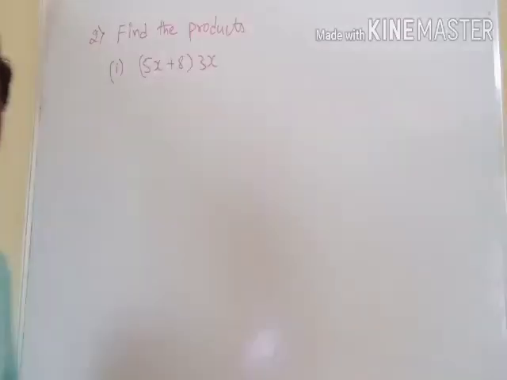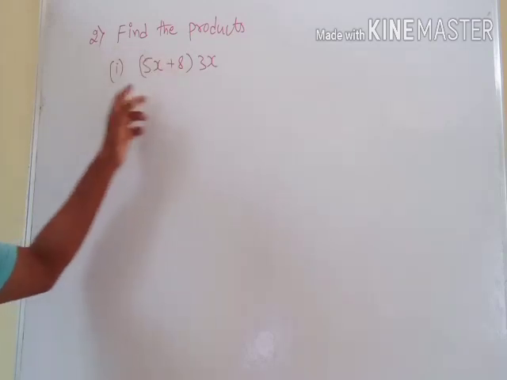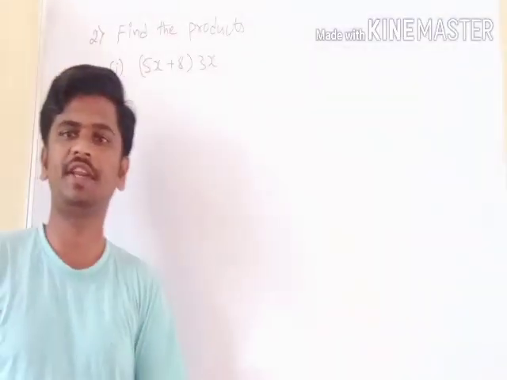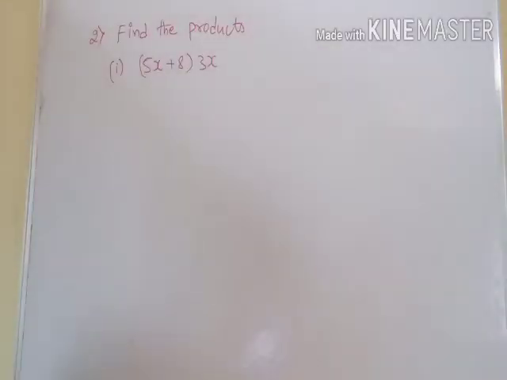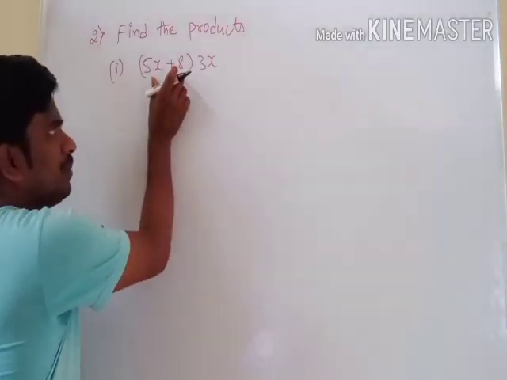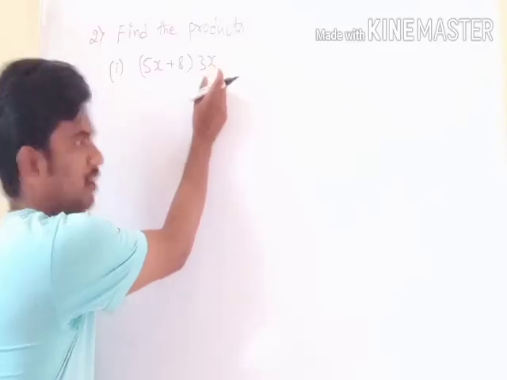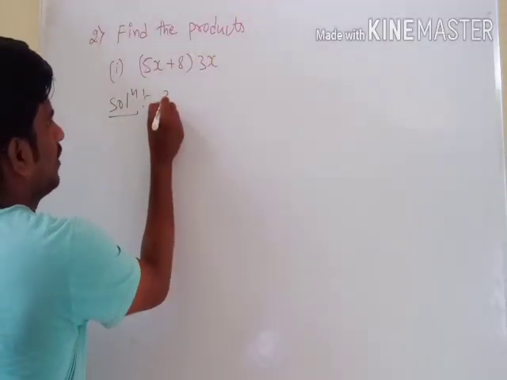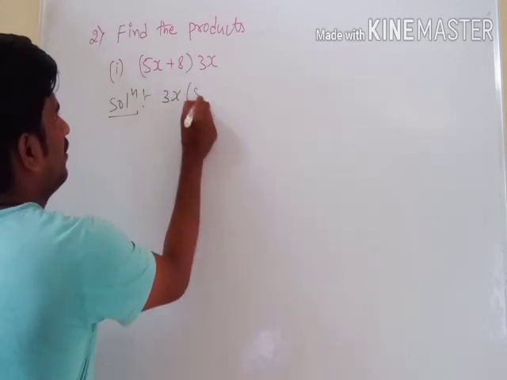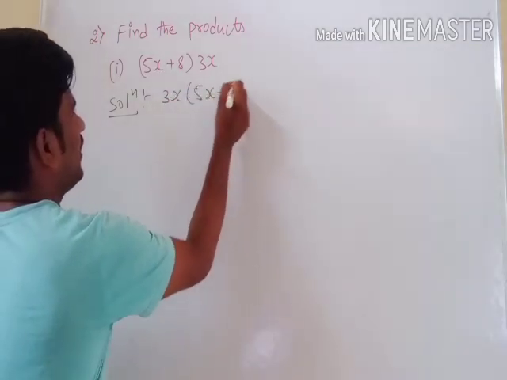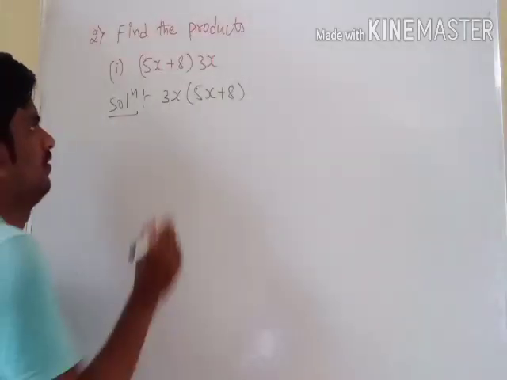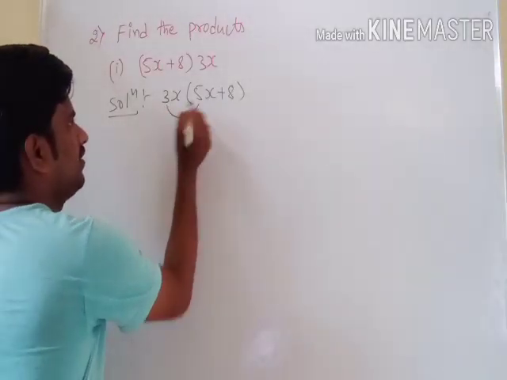Okay, come to the second question, that is find the products. In that, the first one is 5x plus 8 into 3x. Then how will you do this one? It is a binomial and it is a monomial. So we can write this one as 3x into 5x plus 8. Both are the same. Then first you multiply this 3 with 5.